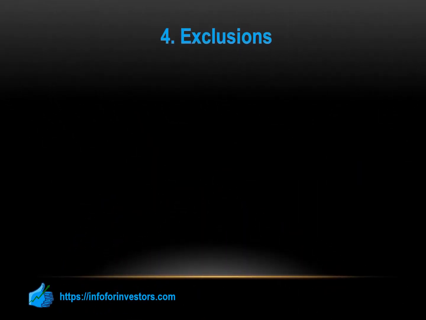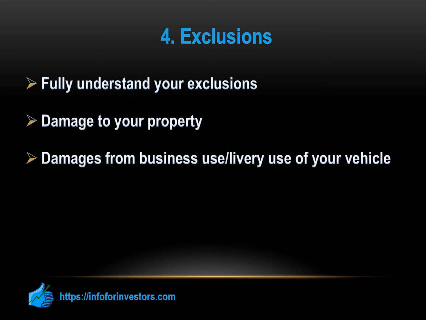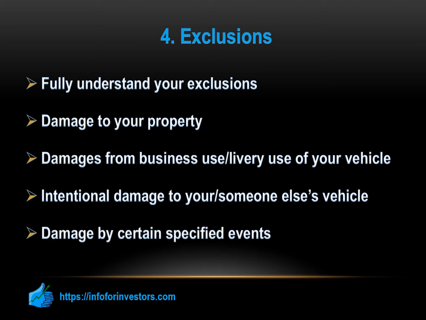4. Exclusions. These are things that are specifically listed as not being covered by your insurance. You'll generally have a section that refers to this. Make sure you fully understand your exclusions. Damage to your property, damages from business use of your vehicle, damages from livery use of your vehicle, intentional damage to your vehicle, intentional damage to someone else's vehicle, damage by certain specified events.